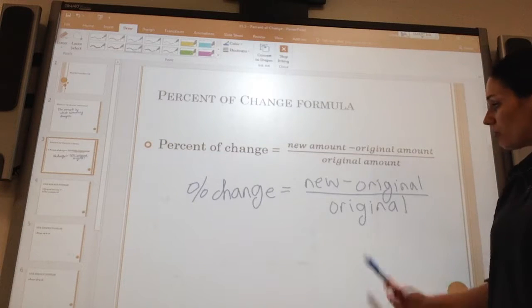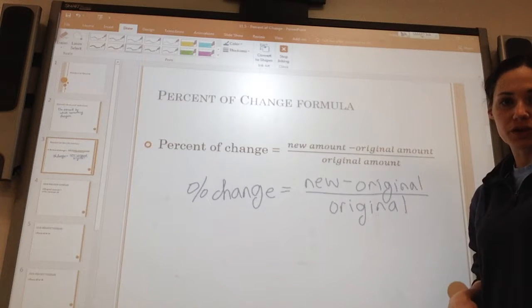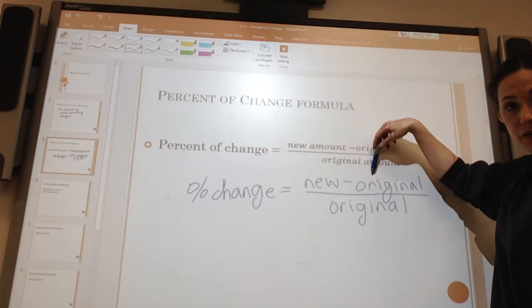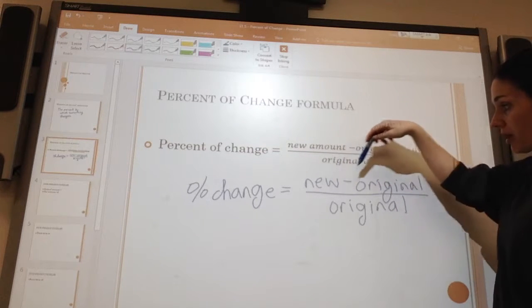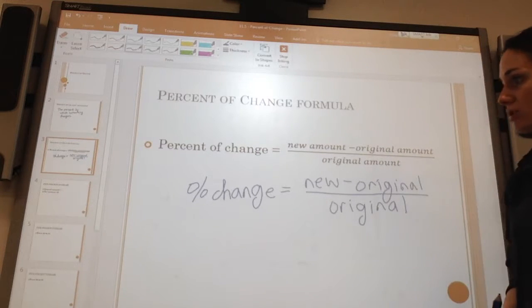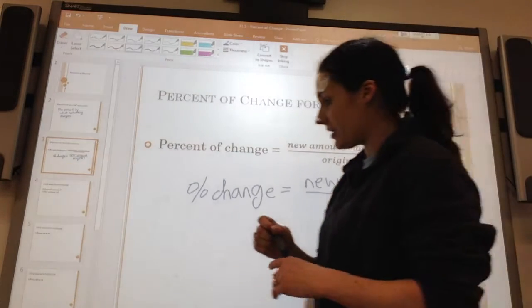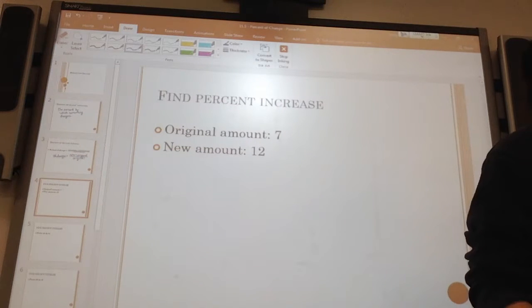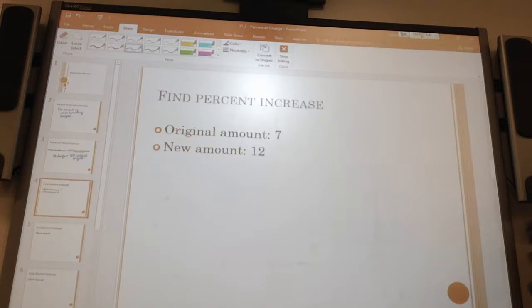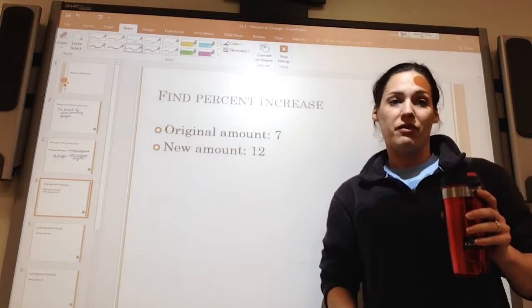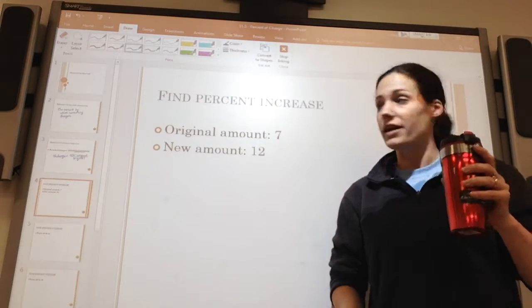In other words, in the numerator, it's the difference between the new and the original. So if you grew 2 inches, this would be the 2 inches you grew. That's the difference between what you are now and what you were. And then you would divide by what you were. So there's the formula. Let's go ahead and use that. These are some real easy ones. Tomorrow you'll look at some more real-life kinds of things. These, I'm just basically giving you the information so you can get used to your formula.